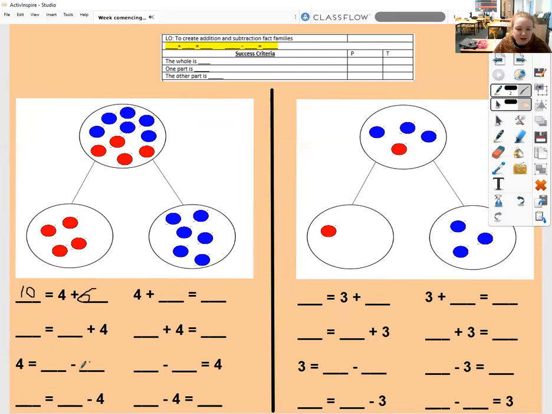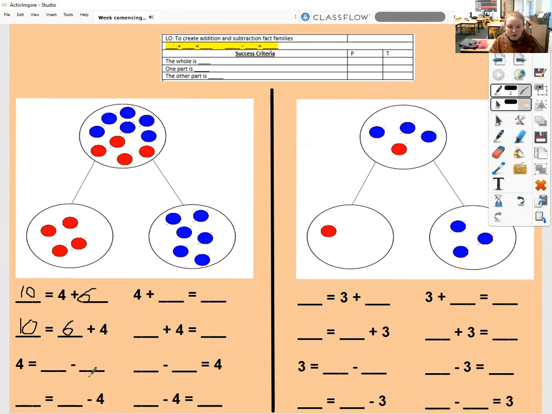Fantastic. Now it's asking me again to start with my whole, because my equal symbol is here. So my whole is 10. 10 equals something plus 4. Well, I know my 4 is this part here, so that's my other part. So my first part is going to be this one, and I know that is 6. So 10 equals 6 plus 4 more.